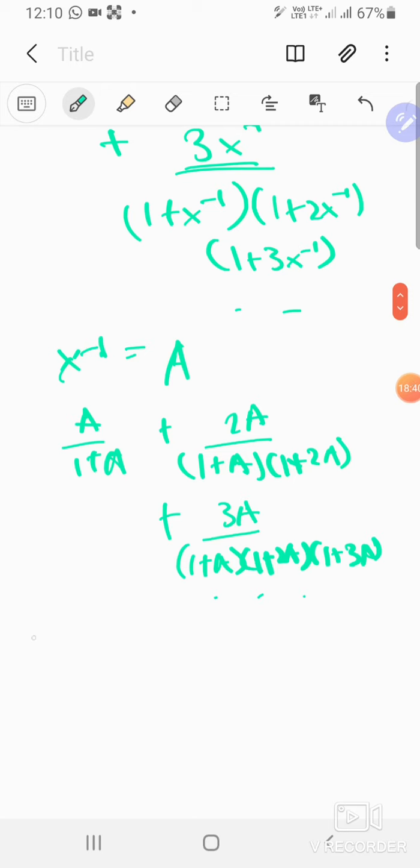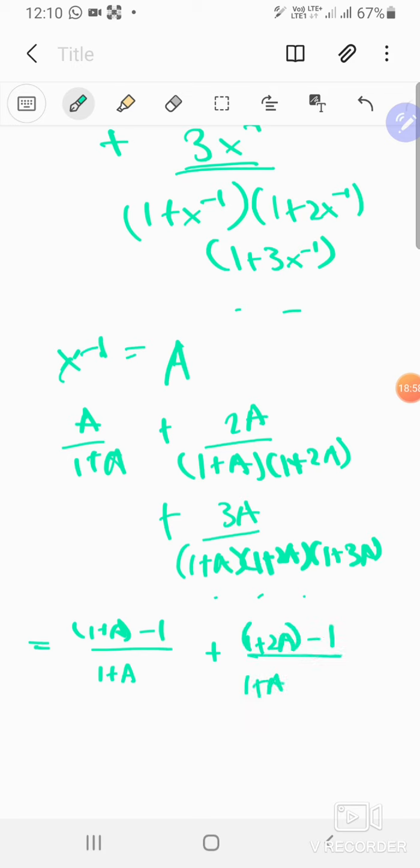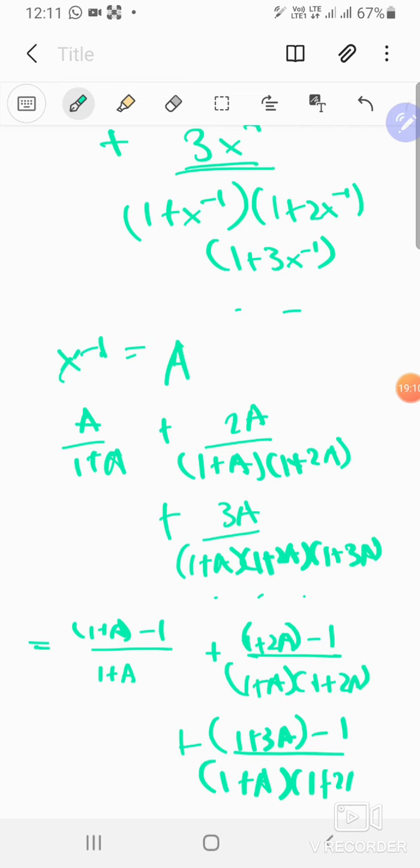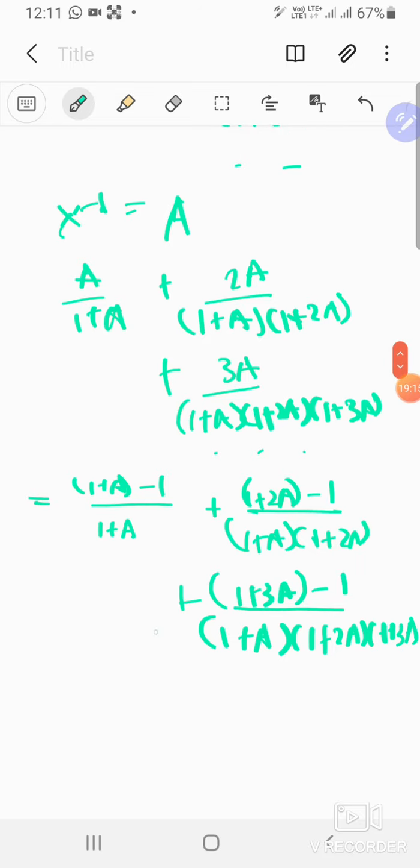Okay, so this a can be written as a plus 1 minus 1. Okay, that's nice. So this can be written as 1 plus a minus 1 upon 1 plus a, then plus this 2a can be written as 1 plus 2a. Right, this is going to telescope after all. So yes, and then 3a can be written as 1 plus 3a minus 1 upon 1 plus a into 1 plus 2a, then 1 plus 3a. Okay, cool. Let's see if this actually telescopes.